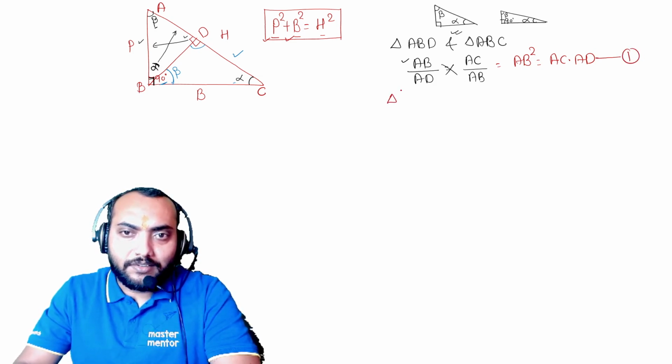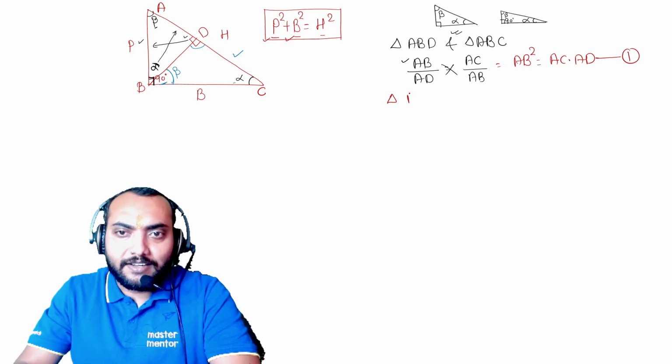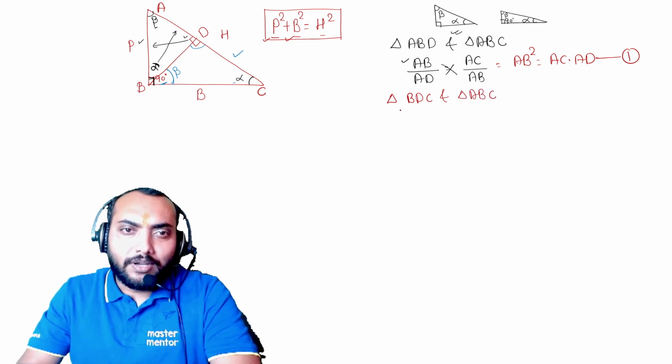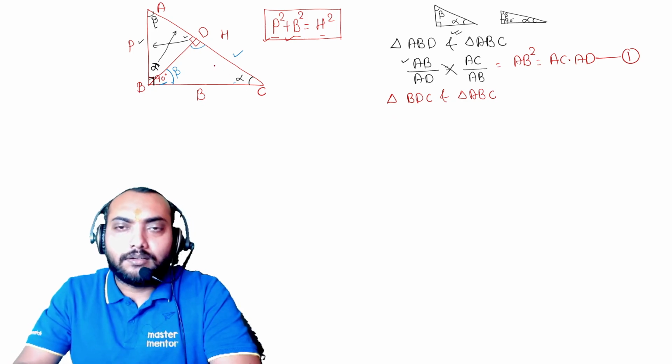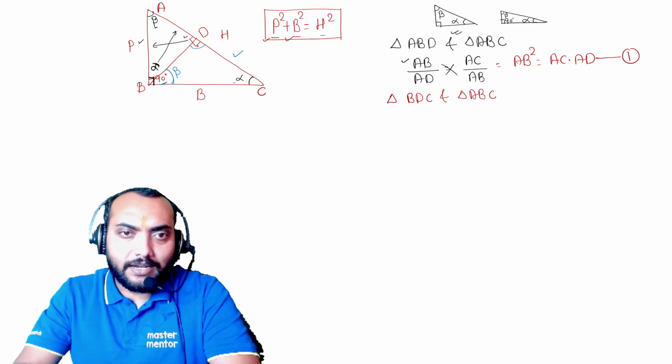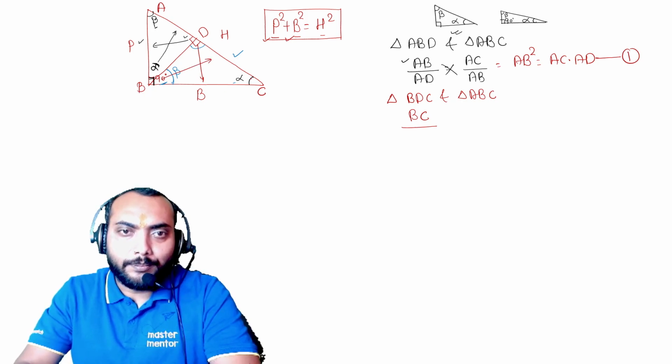Now I'm going to take the second smaller triangle, that is BDC, and the bigger triangle, that is ABC, right? Again, in the smaller triangle BDC, I'll take the side opposite to the 90-degree angle, that is BC, and the side which is opposite to beta, that is CD, or we can write it as DC also, right?